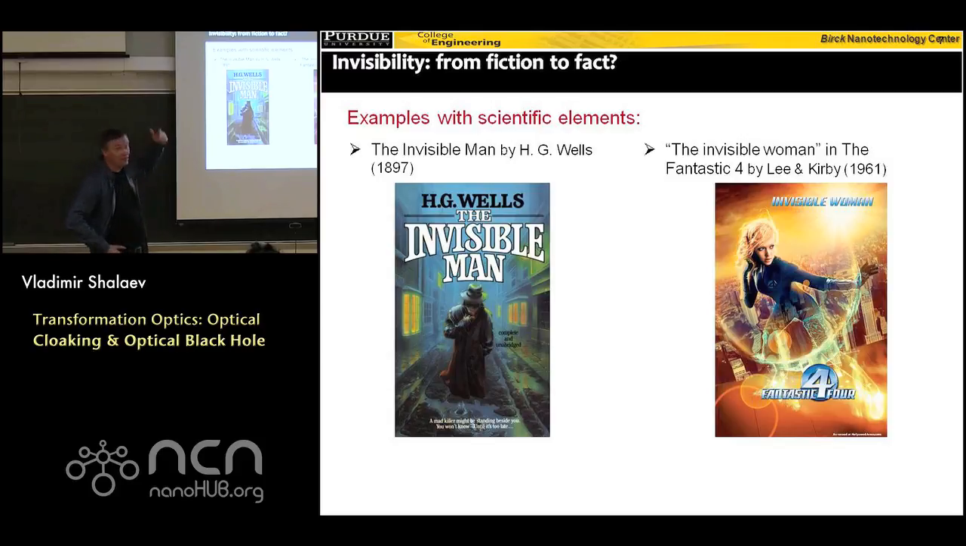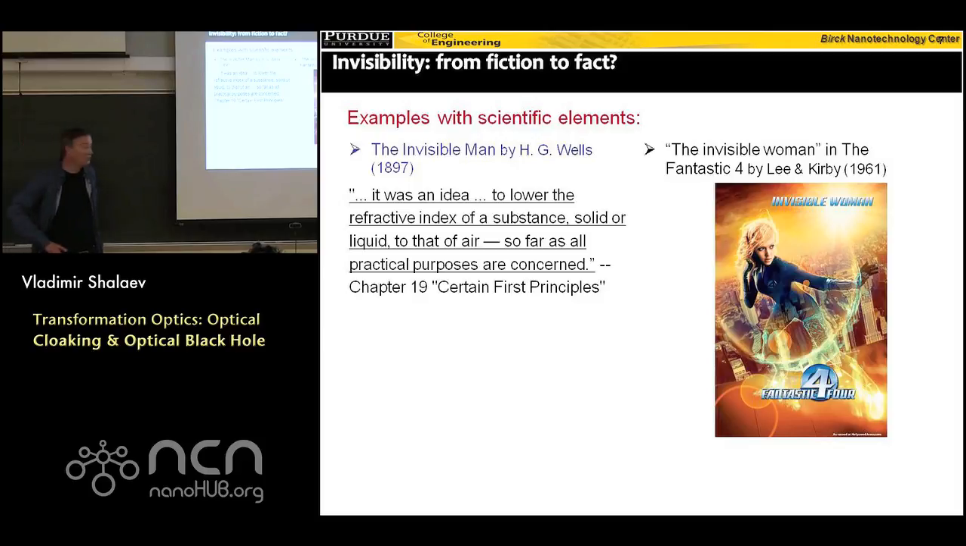It was written in 1897, the famous The Invisible Man. And this is the quotation from that book. "It was an idea to lower the refractive index of a substance, solid or liquid, to that of air, so far as all practical purposes are concerned." And this is one of the conditions. So, to make an object invisible, like myself, let's say I want to be invisible.